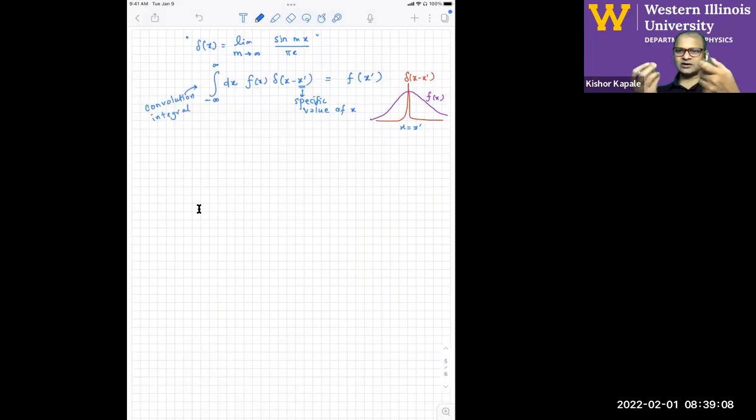When you integrate a product of two functions over a certain domain, that's just called convolution, because the behavior of one function affects the integral. And in this case, it just turns out the delta function is a filter function because it pulls out the value of the other function at the point of interest, right? The interesting point, which is the x prime.